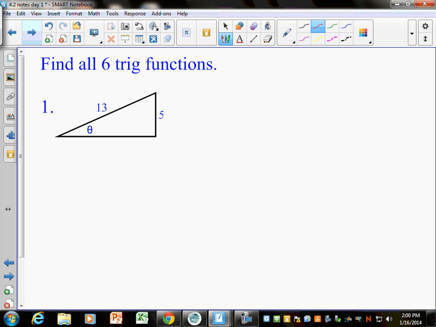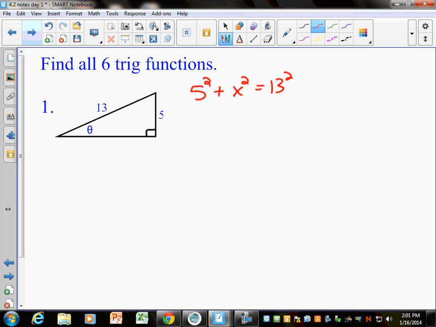So using this one, they give us a triangle. The hypotenuse is 13, one side is 5. We have to know all 3 sides of a triangle in order to do this. So how do I find the third side of this triangle if I don't know it? Sam? Something squared. Yeah, what's that called? Pythagorean theorem, right? Right triangles, Pythagorean theorem. We could say 5 squared plus something squared equals 13 squared.